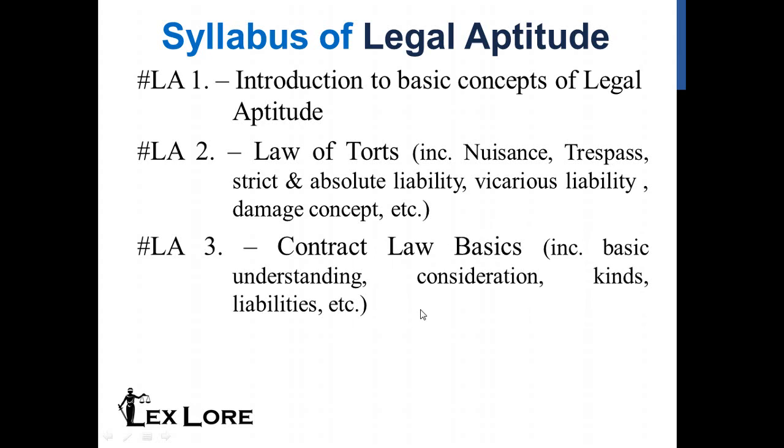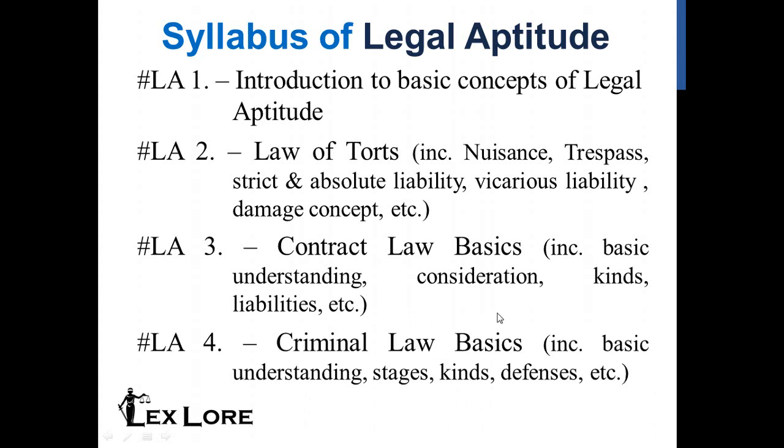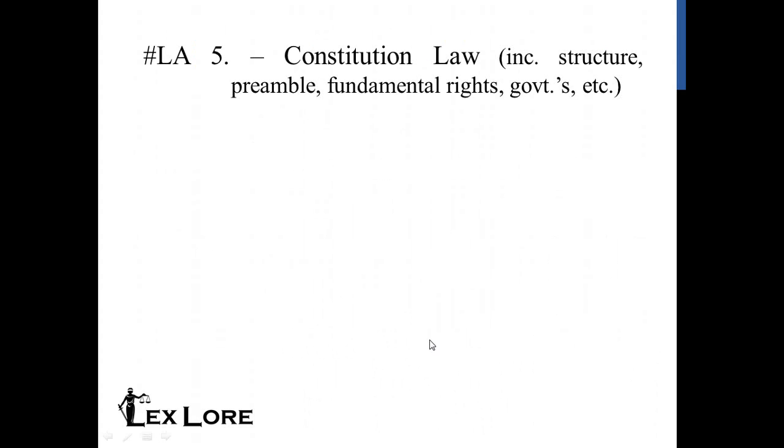Third is the contract law basics. You are only supposed to know the basics of contract law, which includes understanding the concepts of contract law, consideration, the kinds of contract law, and liabilities attached. Fourth is the criminal law basics. It includes the basic understanding, stages of crime, kinds of crime, and defenses available in criminal law. Fifth is the constitutional law, which includes the structure, preamble, fundamental rights, kinds of government, writ.